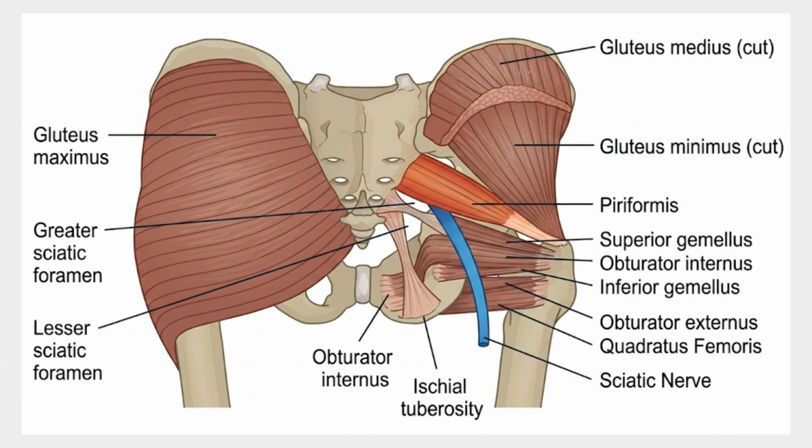This image shows the major muscles, vessels, and nerves in the gluteal region relative to the piriformis muscle, including the greater and lesser sciatic foramina.